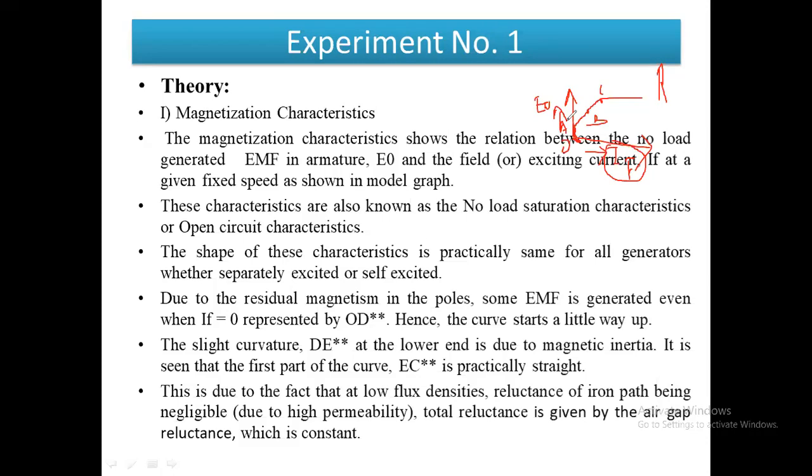What is a linear relationship? लिनियर म्हणजे जेवढा करंट इन्क्रीज होईल तेवढाच इंड्यूस्ड ईएमएफ इन्क्रीज होतो. That means if current increases by some value, then induced EMF will also increase in that proportion. That means E0 is directly proportional to IF. E0 आणि IF चं काय आहे? Direct proportion. After that, that means after point B, the curve deviates from its linear relationship.